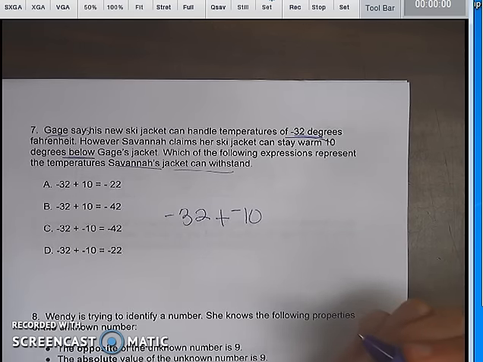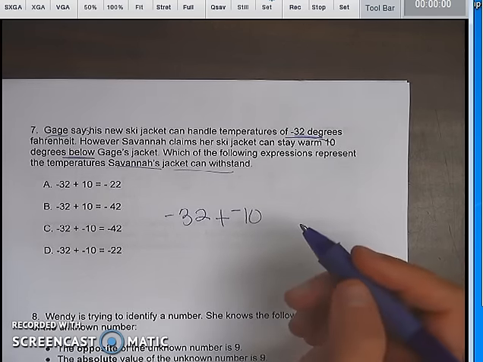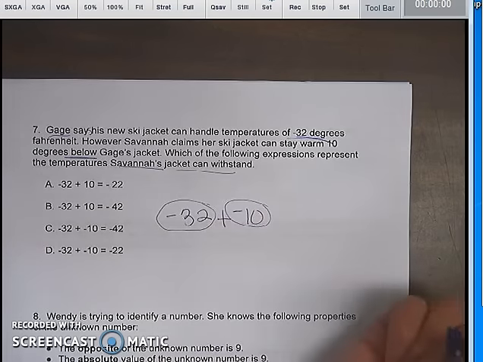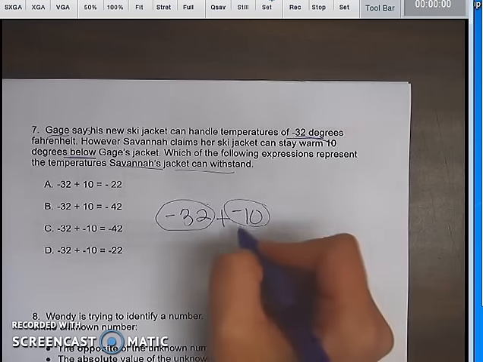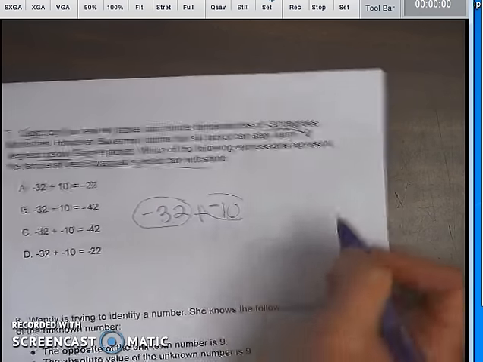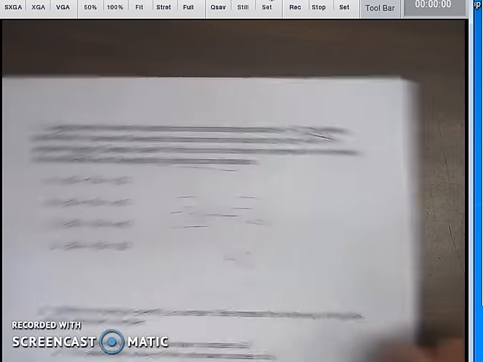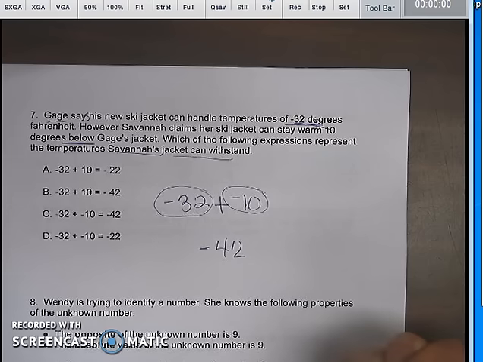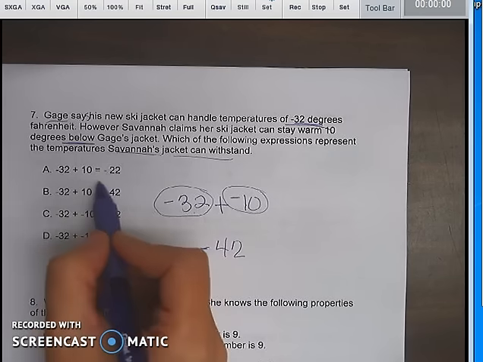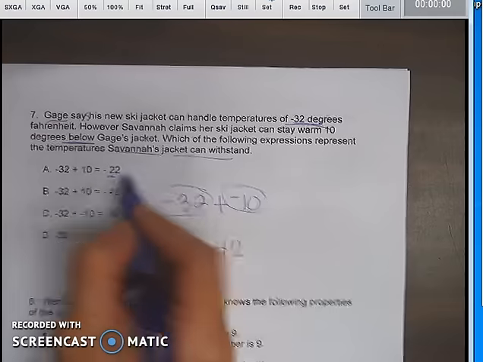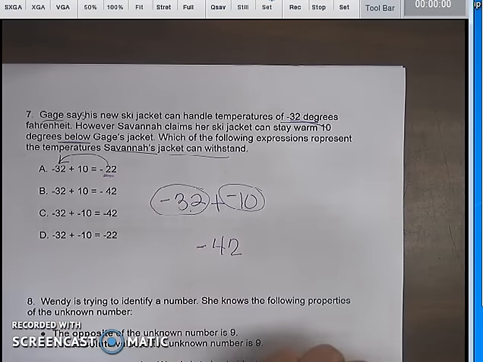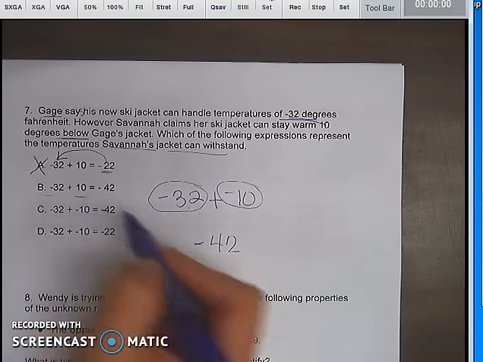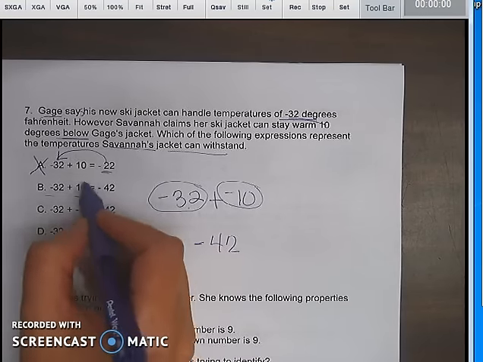Okay, so now I just need to follow my integer rules. Same sign, add. I have a negative 32 and a negative 10. Same sign, add. So what's 32 plus 10? 42. Same sign, keep the sign. Okay? So look right here. Negative 32 plus 10. Is 22 10 degrees colder than 32? No, that would be warmer, right? Negative 32 plus 10 degrees, that would be 10 degrees warmer.